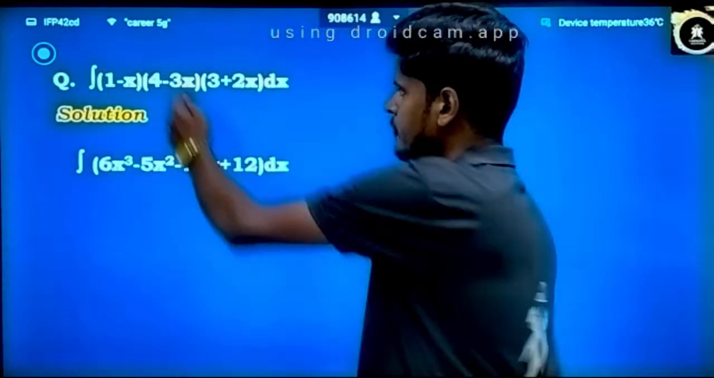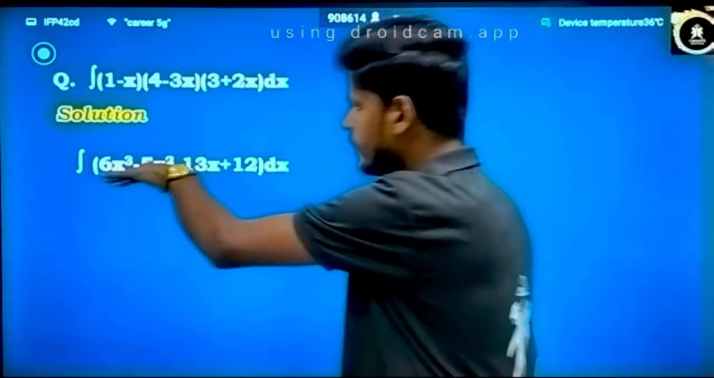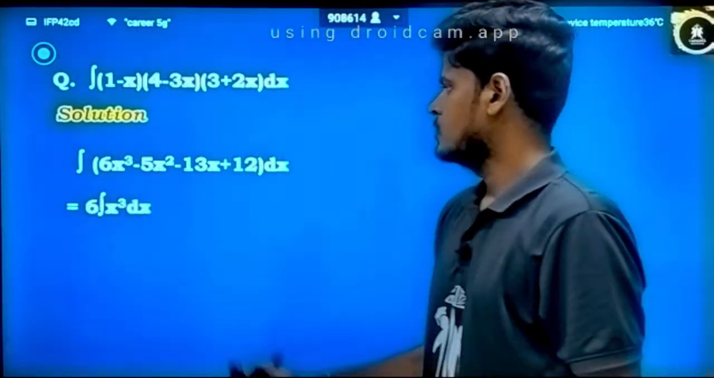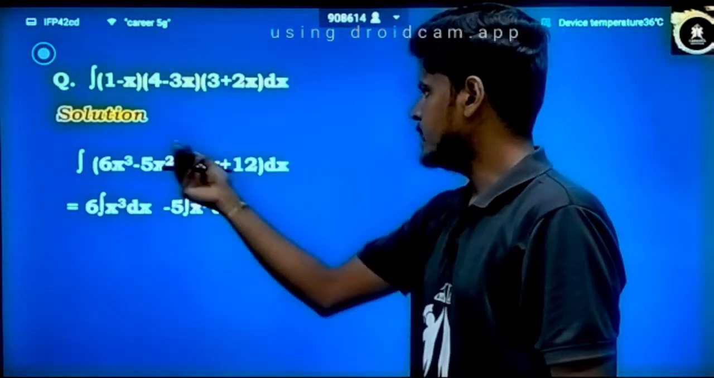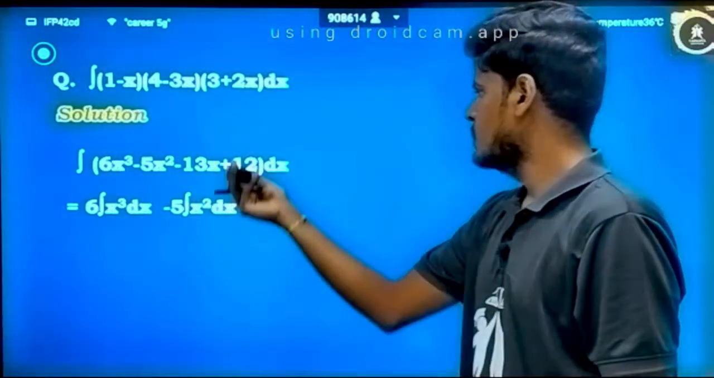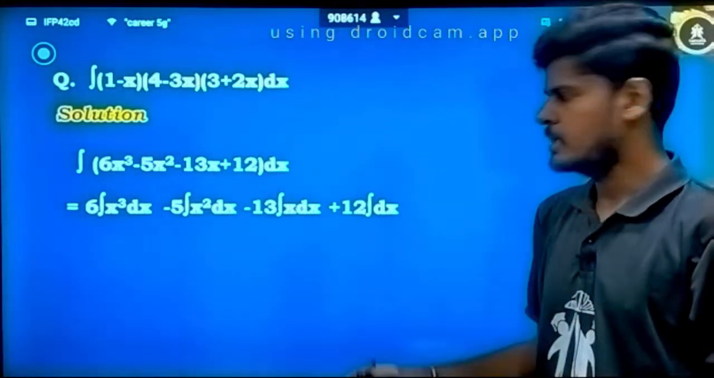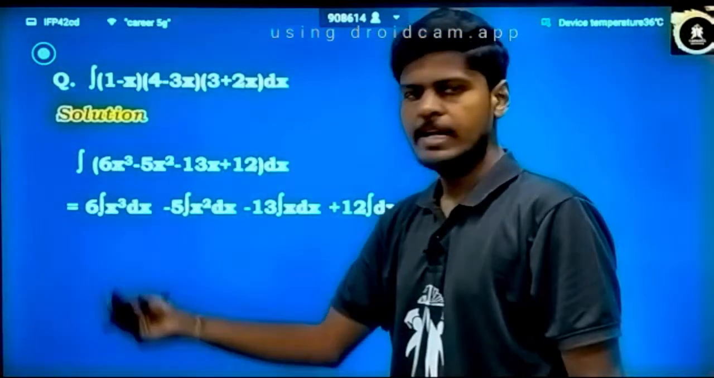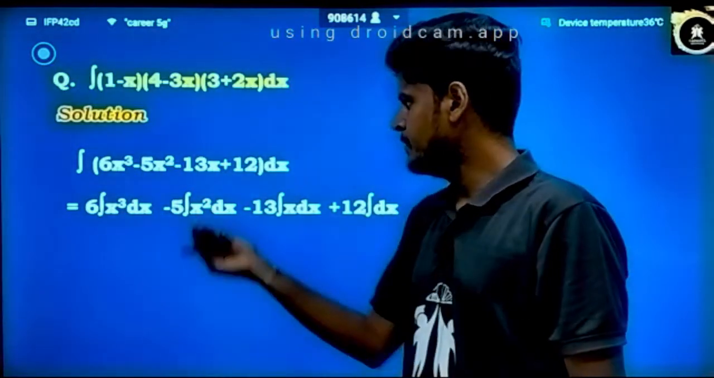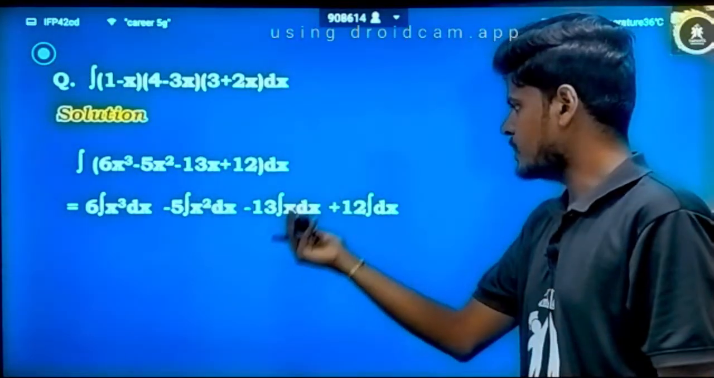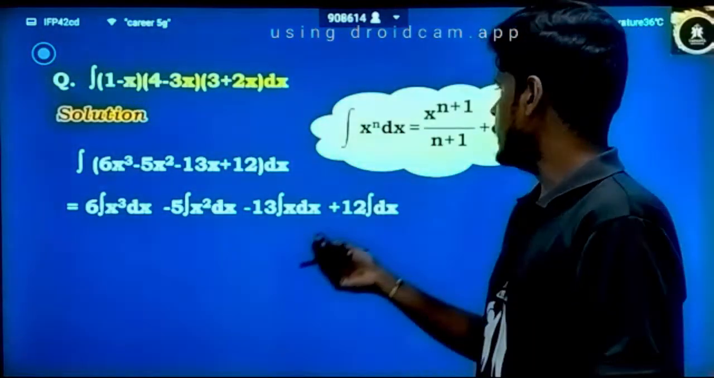This is the integral of, when we multiply all the factors, we are getting this term. And now we can integrate this. So that means 6 times integral of x cube dx minus 5 integral of x square dx minus 13 integral of x dx plus 12 integral dx. Now what is the value of integral x cube? That will be x power 4 by 4, x power 3 by 3, x square by 2 and x. So that is the answer.